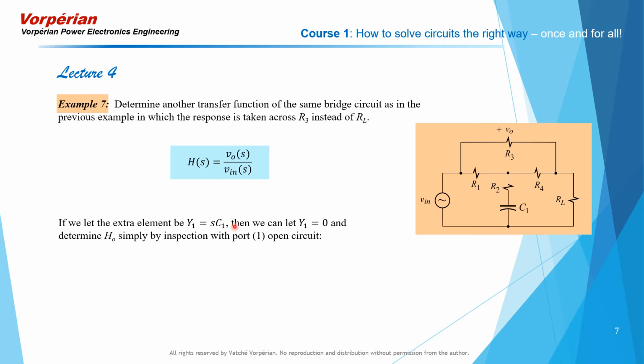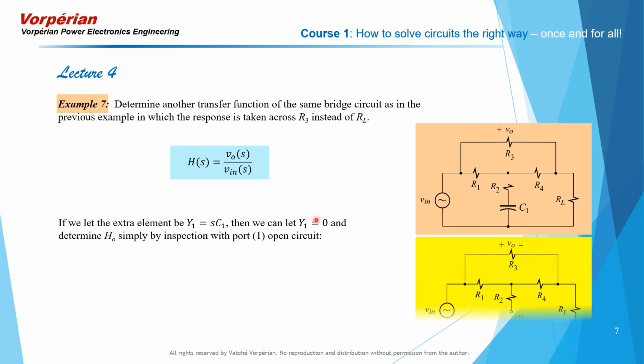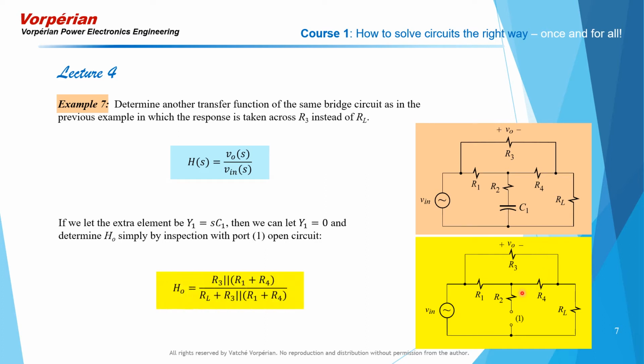As before, we designate C1 as the extra element, and we designate its impedance to be infinite. We get this circuit here with port 1 open, and the transfer function V0 over Vin again is given by a voltage divider, which in this case is going to be R3 in parallel with R1 plus R4 divided by this parallel combination with RL.